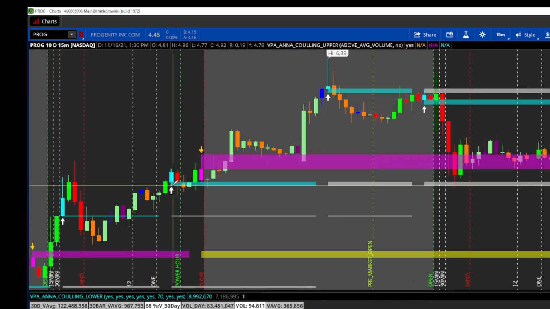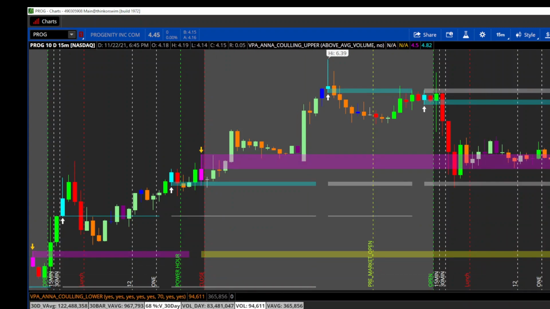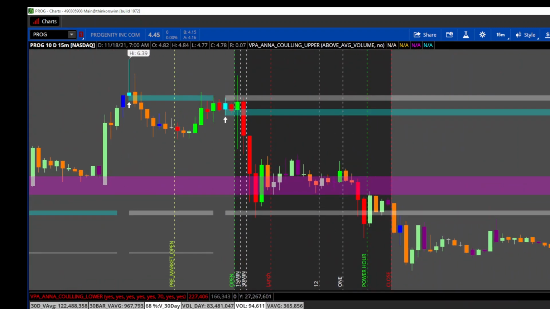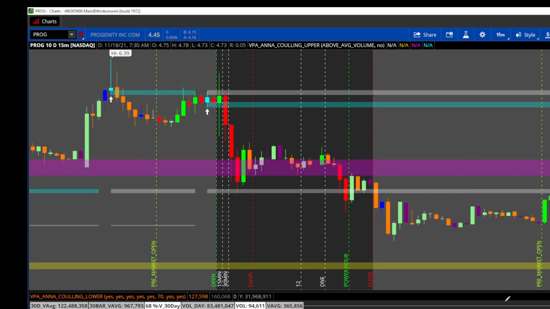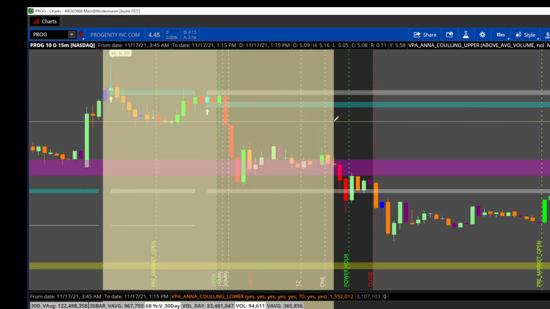The cyan one is the current one. The magenta one is the current one. And the yellow is the previous one. That's how you can understand the new ones versus the old ones that it's creating. And as you can see, that's exactly what it does. This is a perfect example right here.